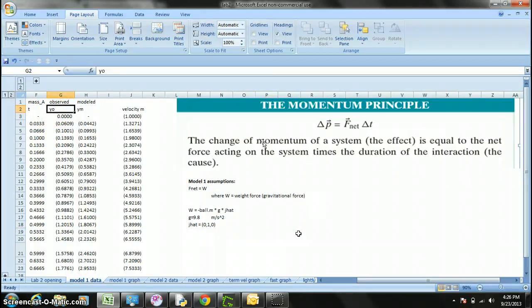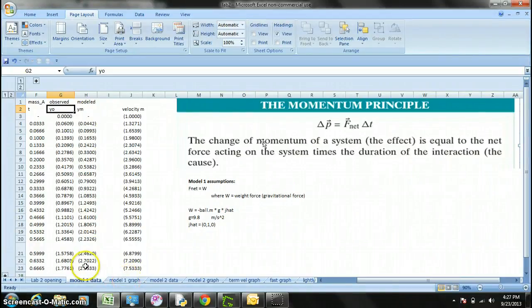Then I used Python to model Newton's second law, which says that the change in the momentum of the system is equal to the net force acting on the system times the duration of the interaction. The main thing I needed to figure out was what the net force was. In this case, Model 1, I'm only going to show the gravitational force. And the way I describe that in Python is a formula where W equals the mass of the ball, negative, times the gravitational constant times j hat. The gravitational constant is 9.8 meters per second squared.